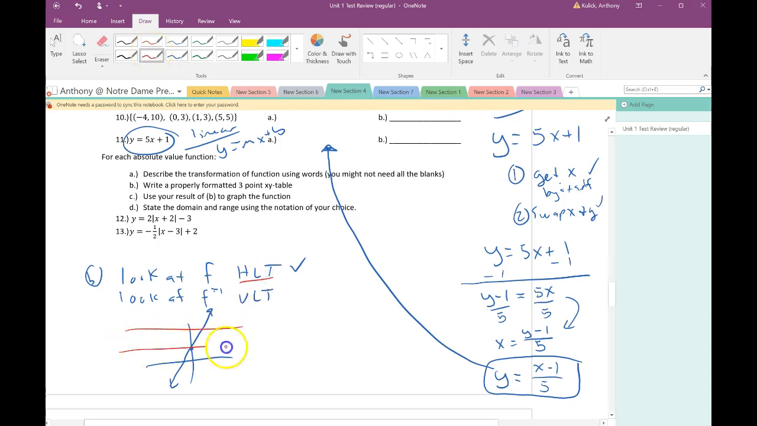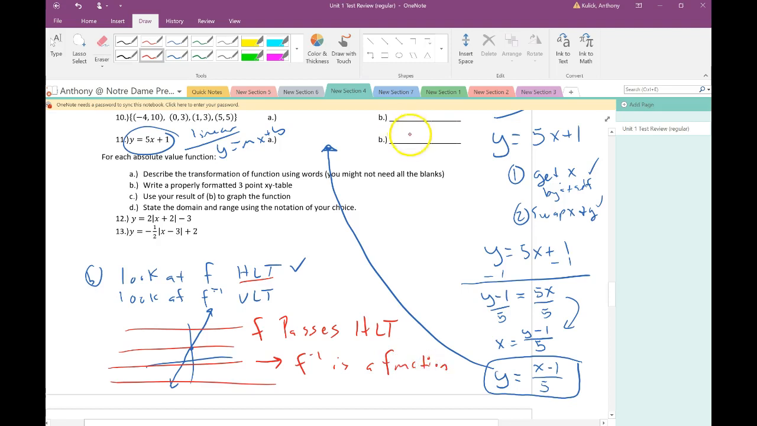Is there any horizontal line I can draw that intersects this graph more than once? No. So I see that f passes the horizontal line test. So we can say then that f inverse is a function. So you can say yes, and the reason would be f passes the horizontal line test, or something like that, would be a fine reason. Okay with that, Bianca? Okay.